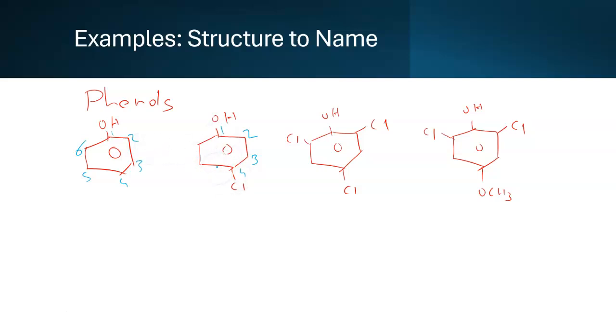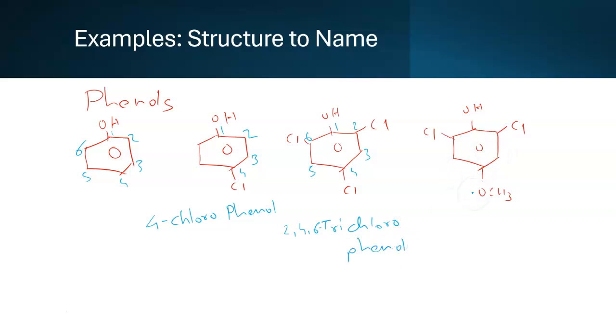Now we will write the name of this structure. Phenol is a common name, and it has a substituent at the 4th position, that is chlorine. So it will be 4-chloro, and in the prefix it is written as chloro: 4-chlorophenol. This is the name of the compound. Now there are 3 chlorine groups. Again we number it 1, 2, 3, 4, 5, 6. There are 3 chlorines, so it becomes tri, and we write the positions where chlorine is present: 2, 4, 6. 2,4,6-trichlorophenol is the name of the compound.